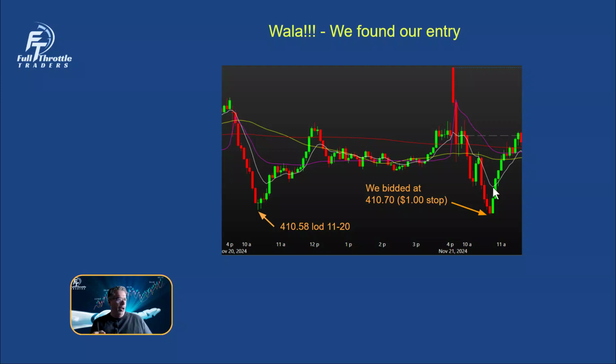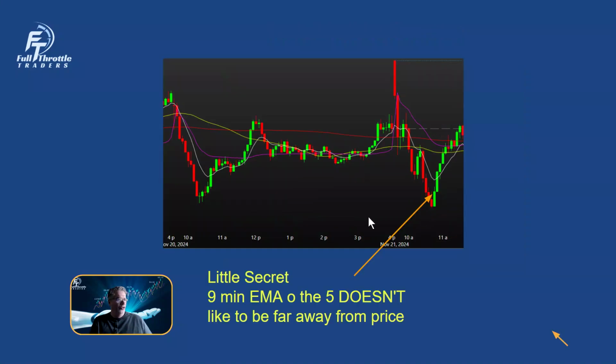Going back through, it's going to bounce. The question is, can we get the tight stop and ideally strategically try to find that bottom? And we did that. Take a look at this here as I move forward. Little secret, like I said, the 9 EMA doesn't like to be far away from price. And it wasn't far away from price at all, right? Right there, just drilled right into that top there. And we caught that, it was in 30 cents to the bottom area.